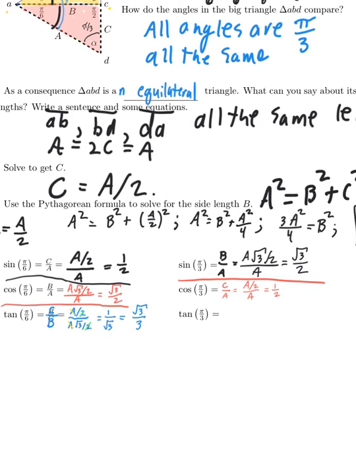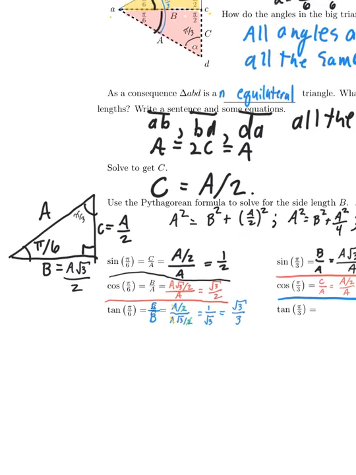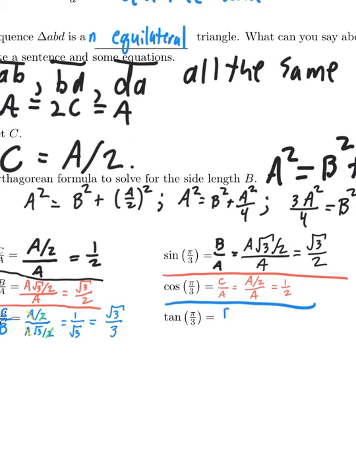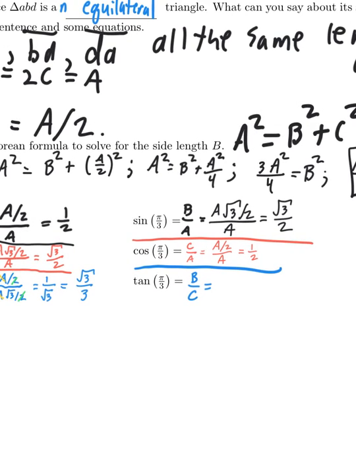Finally, tangent. Tangent, TOA. Tangent of pi over 3. Tangent is opposite over adjacent. So that's b over c, which is equal to, b is a root 3 over 2, c is a over 2. And you see that simplifies to just root 3. The a's cancel and the divide by 2's cancel.